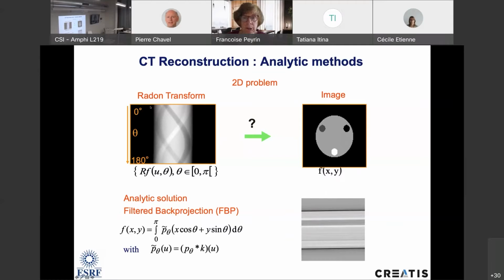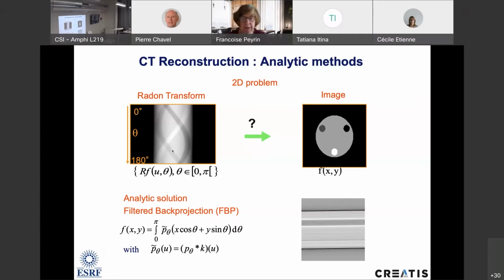What you measure is this set of data, which is the Radon transform, the sinogram. And from this set of data, you want to recover this image. When you express the problem, you can show that you have an analytical relationship between the projection and the image, and that you can invert this relationship and get a closed formula to recover your image from the projection data. This popular solution is based on the so-called Fourier slice theorem that I will not detail.